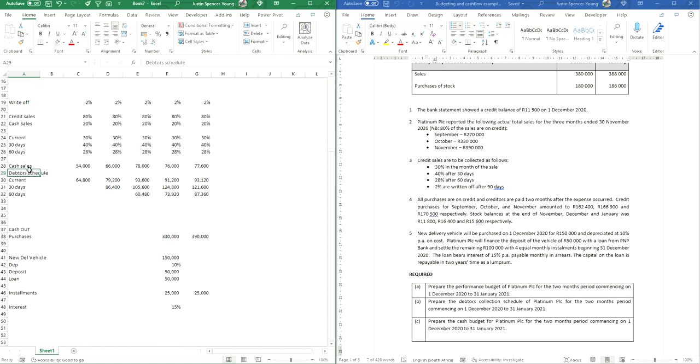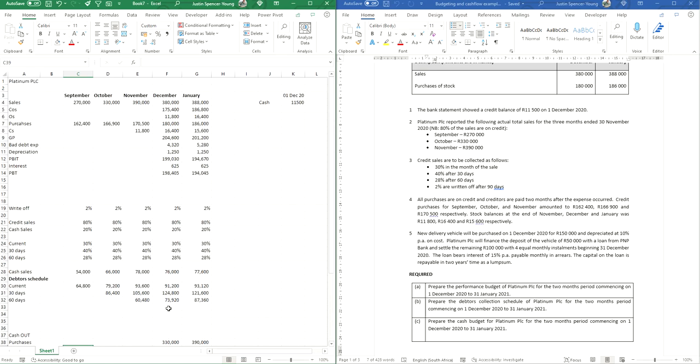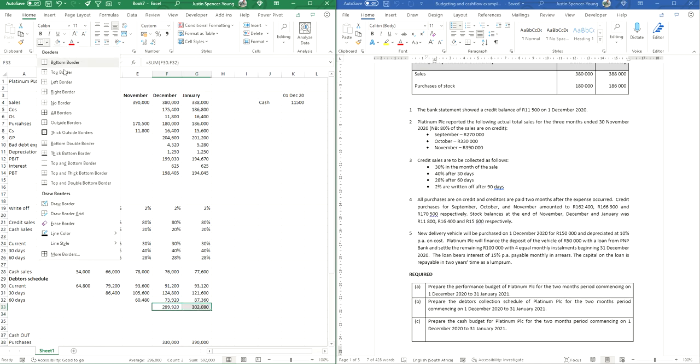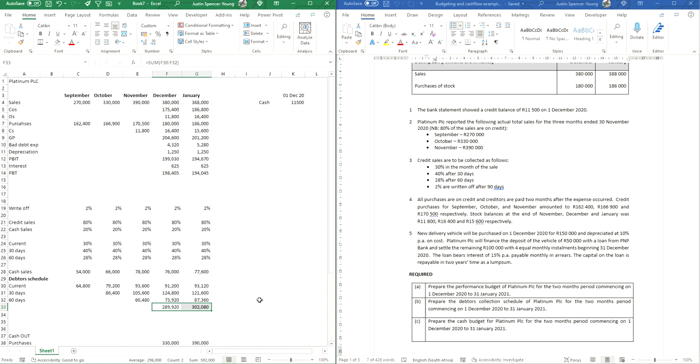You might put it in bold because you want the examiner to see there's a debtors schedule, and we were required to do it for December and January. So I'm just going to add that up there, copy and paste those right, and use a couple of lines to highlight, hey Mr. Examiner, here is my debtors schedule. Alrighty, cool. Now we've done part B.